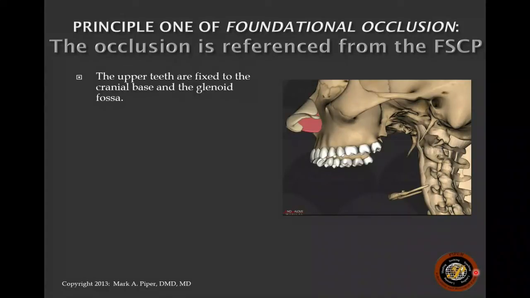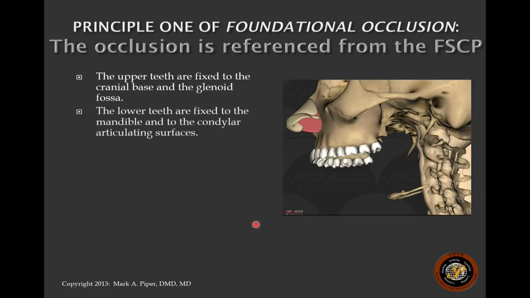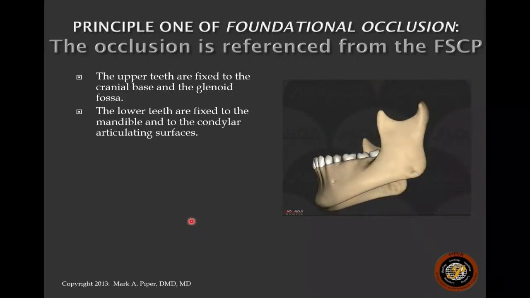And ultimately, everything is going to connect from the maxillary teeth back here to the glenoid fossa. This relationship, unless we change it, is invariable, okay? It's totally invariable. And then we have to add the lower teeth into the mix, and the lower teeth are fixed to the mandible. And ultimately, from the mandible to the articulating surface of the head of the condyle.